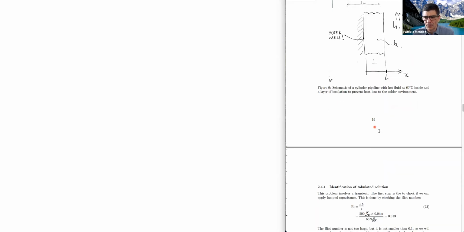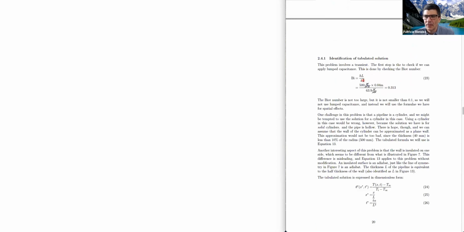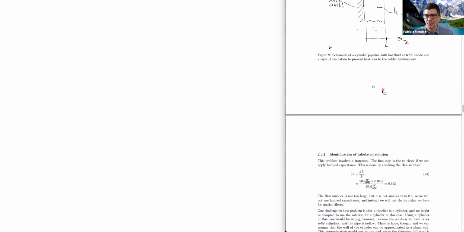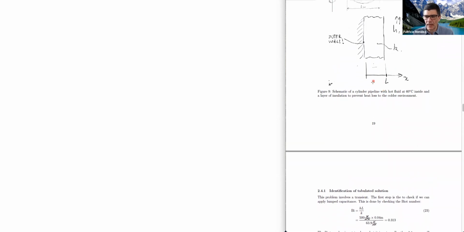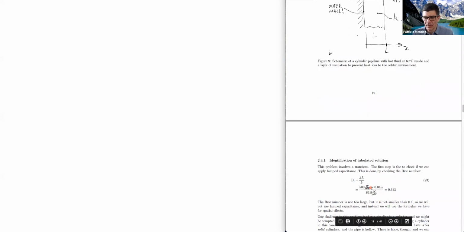Let's see. Biot number is hL over k. And h we know was 500 watts per meter square Kelvin. L is the thickness of the wall in this case, and k is the thermal conductivity of the wall.